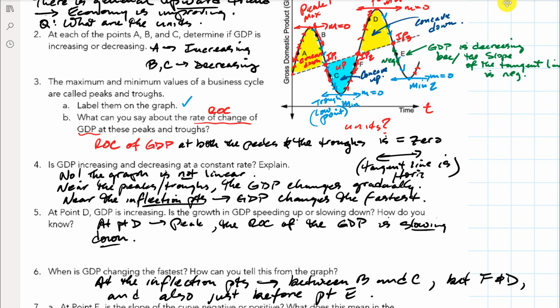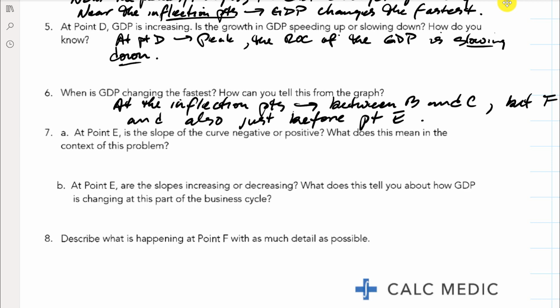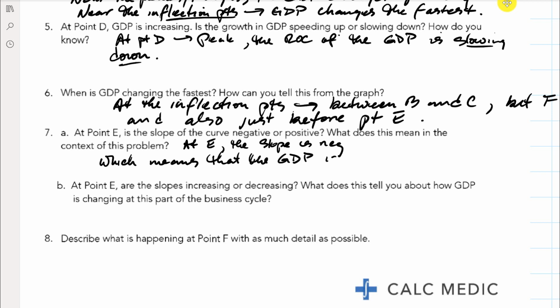Okay, so let's summarize that. At point E, is the slope of the curve negative or positive? At E, the slope is negative, which means that the GDP is decreasing. Now at point E, are the slopes increasing or decreasing?